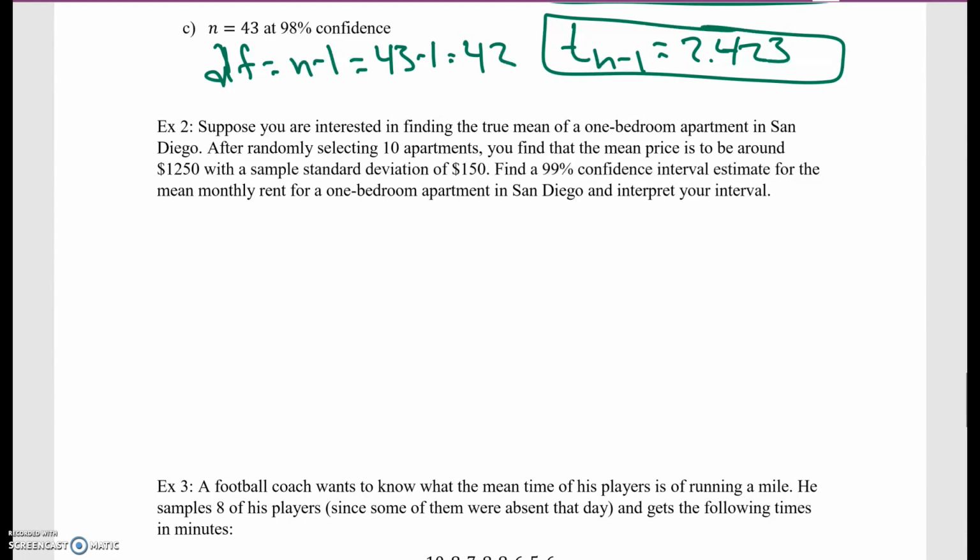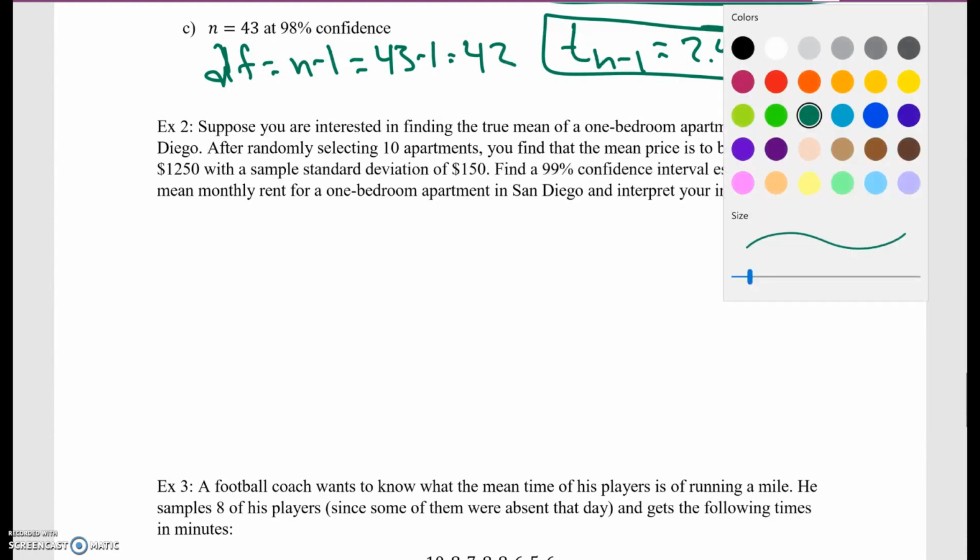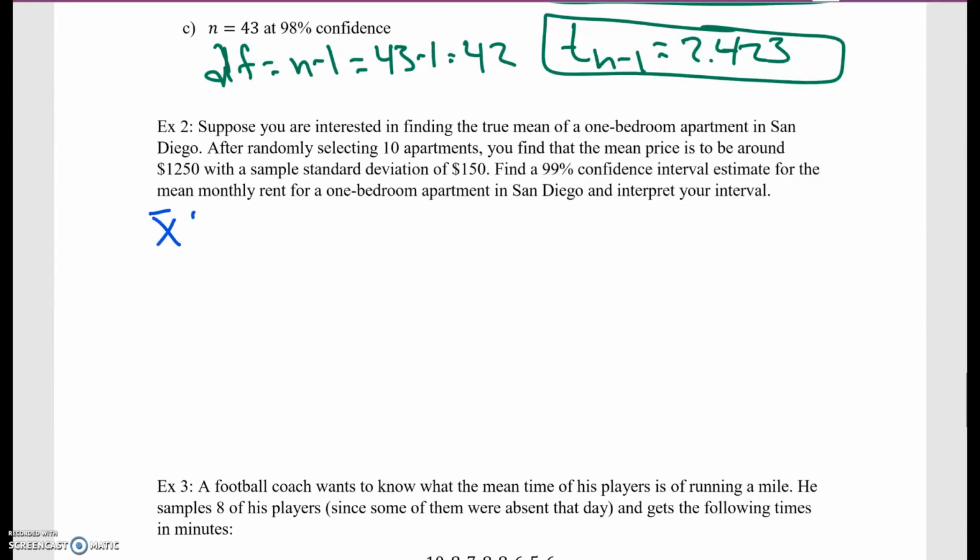So for this problem, we're going to use the formula that we just learned: x bar plus or minus t sub n minus 1 times s sub x over square root of n. So x bar in this case is my sample mean, which is just 1250. s sub x, my standard deviation, is 150. And we have 10 apartments.